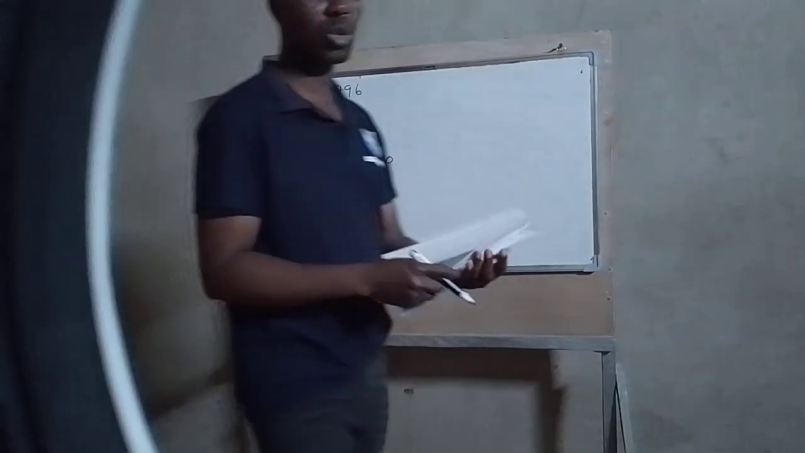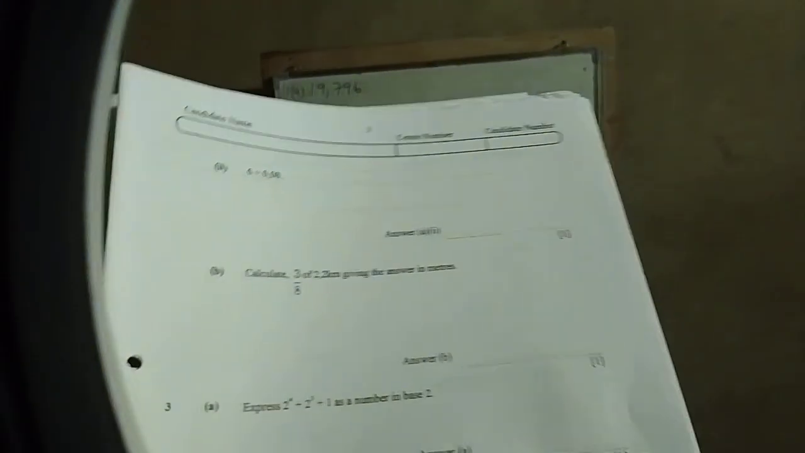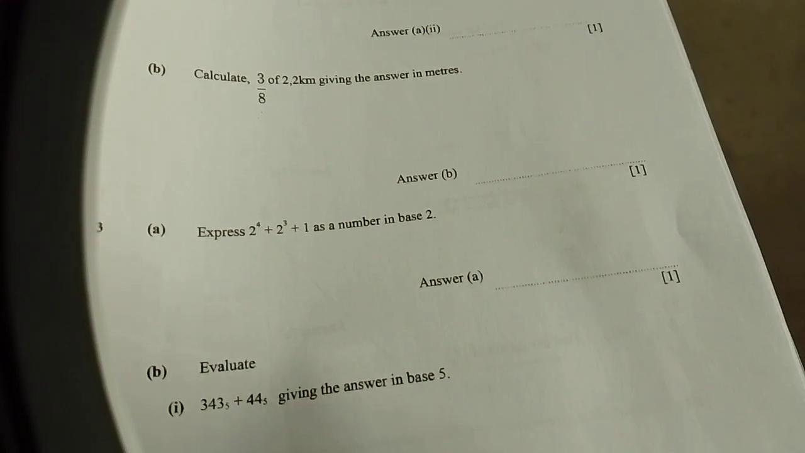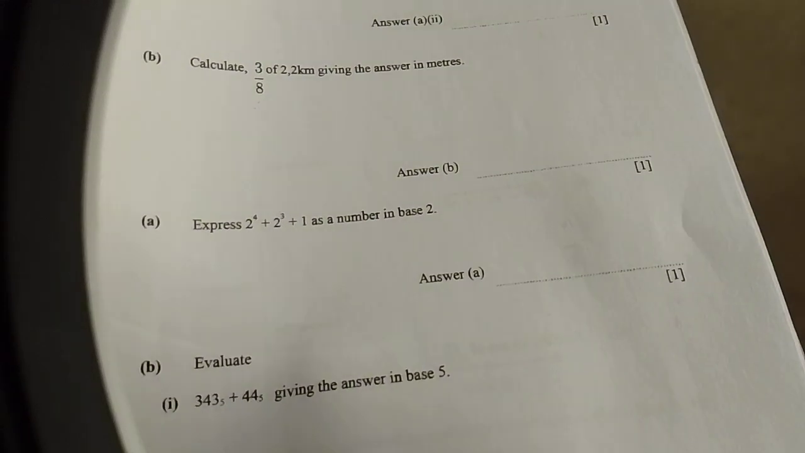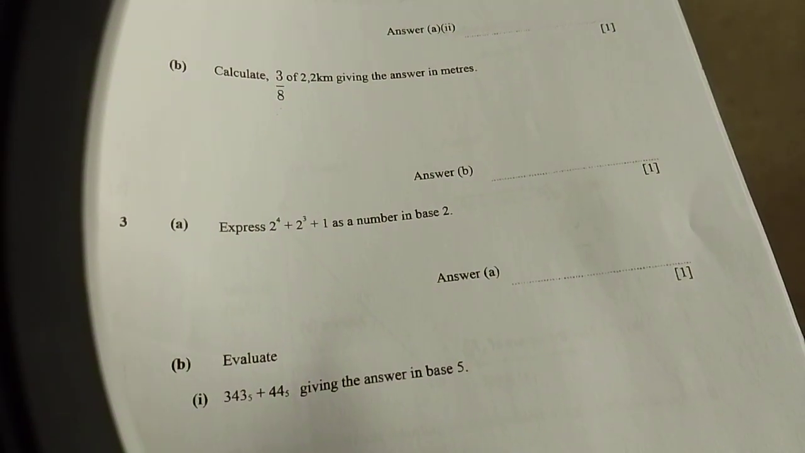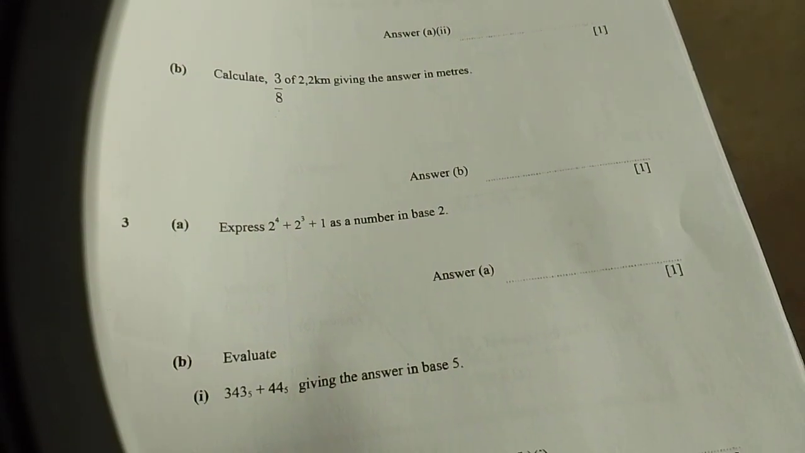Right. Let's also look at a question on number bases. We are going to look at these 2 questions, 3a and 3b. 3a reads, express 2 to the power 4 plus 2 to the power 3 plus 1 as a number in base 2. Then b, it says evaluate 343 base 5 plus 44 base 5, giving the answer in base 5.